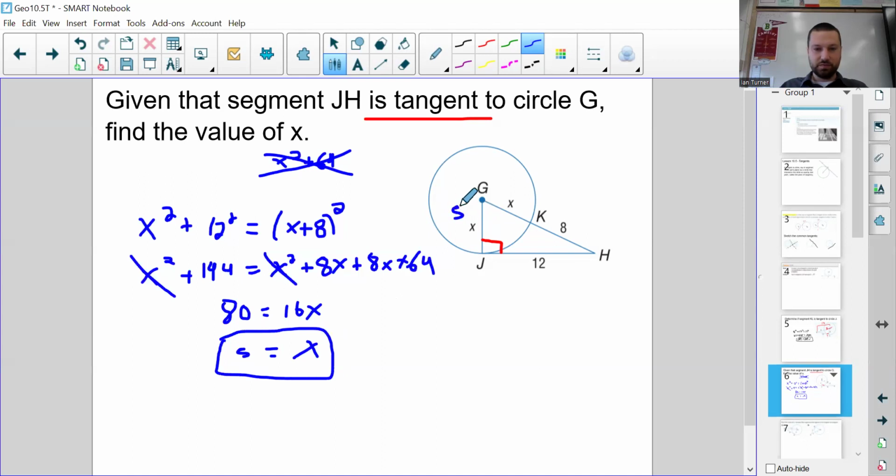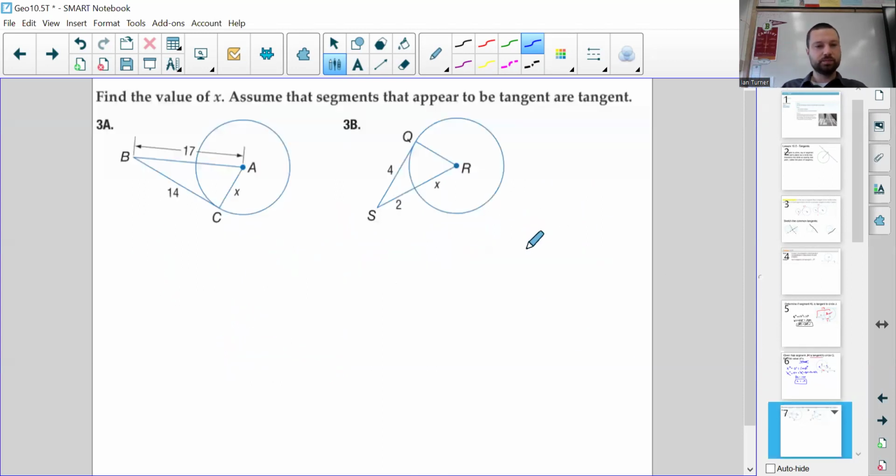So we could ask a bunch of different questions now that we know the radius is 5. It's a little trickier problem, but not too much trickier. Just got to make sure you add these. X plus 8 squared, you FOIL it. Don't forget to FOIL it. FOIL is our friend.